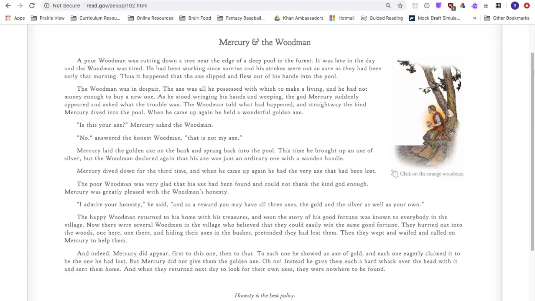Okay, there's Mercury and the Woodman. There's the story, and you go ahead and hit pause on your screen and make sure to read through that because this is the exact story that we're going to be working through.